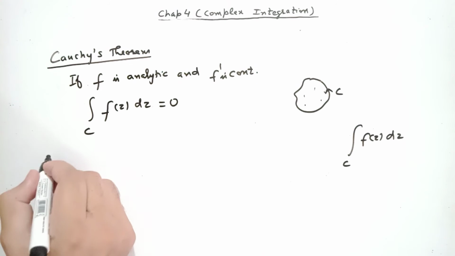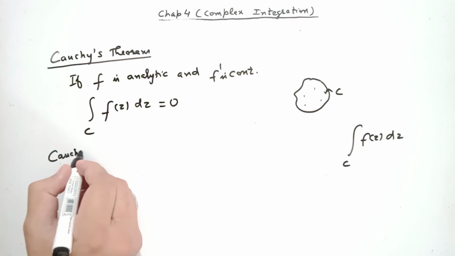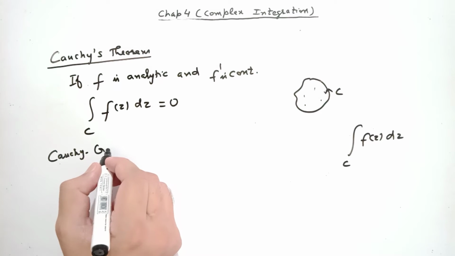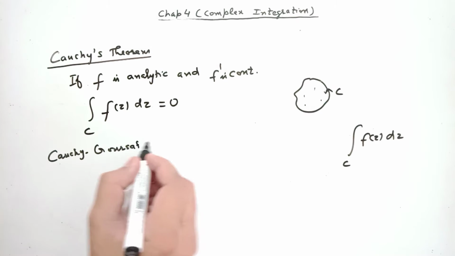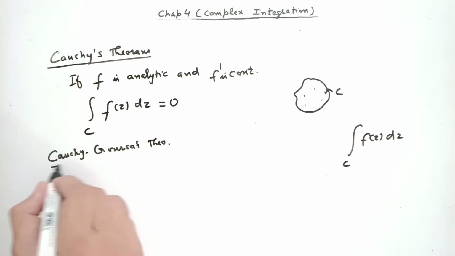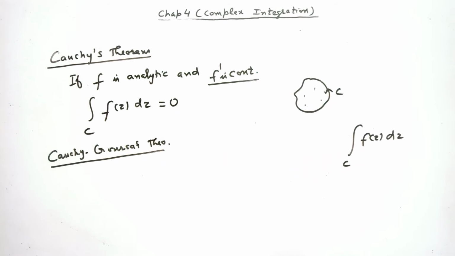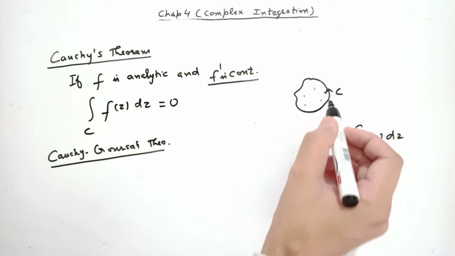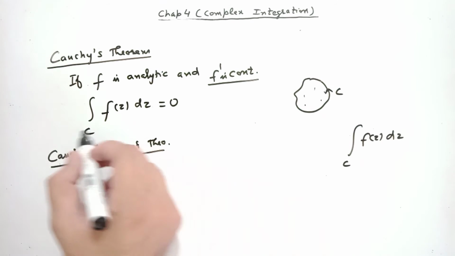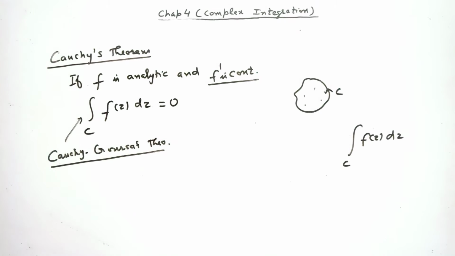Next is Cauchy-Goursat theorem. Goursat proved that this condition is not required. If simply f is analytic within and on the simple closed contour C, then this is fine. Integral of f(z) along C is 0. Why is this a powerful result, the Cauchy theorem or Cauchy-Goursat theorem?